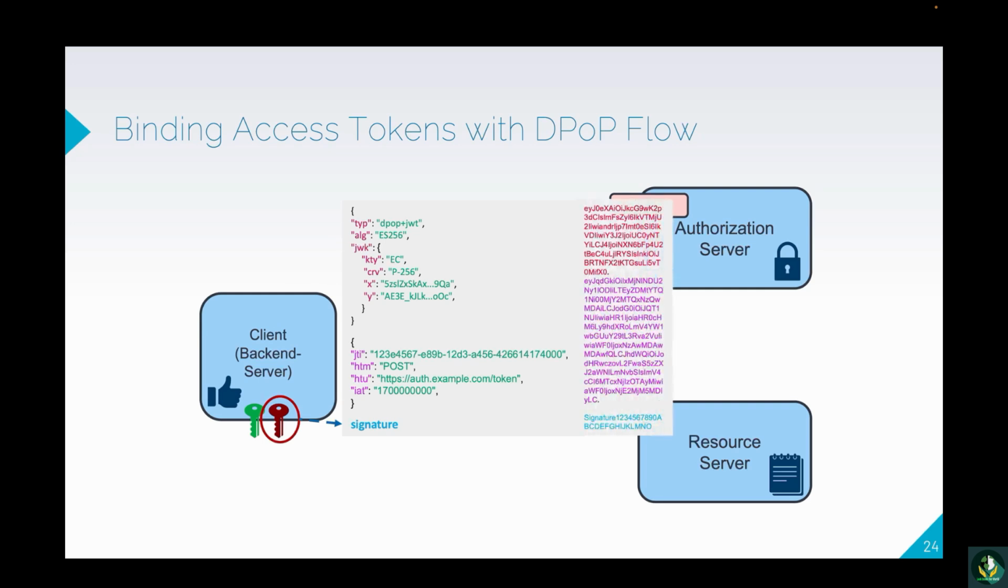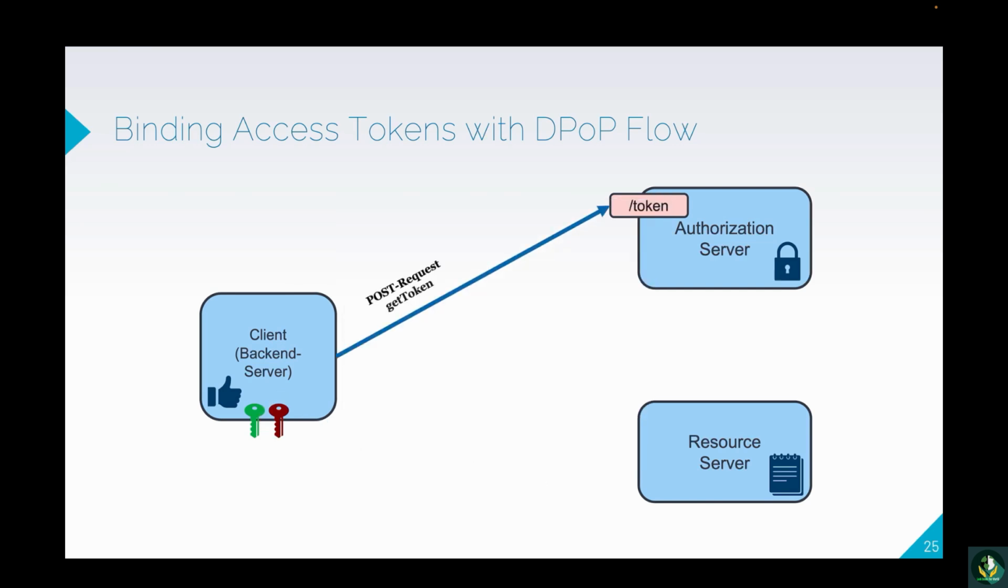The signed JWT is then base 64 encoded, resulting in the DPoP proof, which the client can now use in the subsequent flow. The client sends a POST request to the token endpoint, including the DPoP proof in the request header, to obtain an OAuth 2 access token. Here's how the curl command looks.